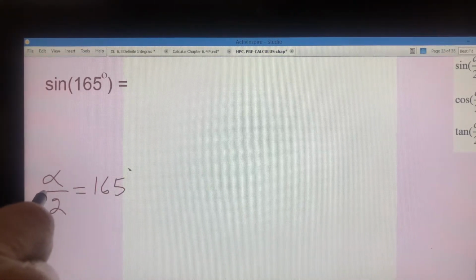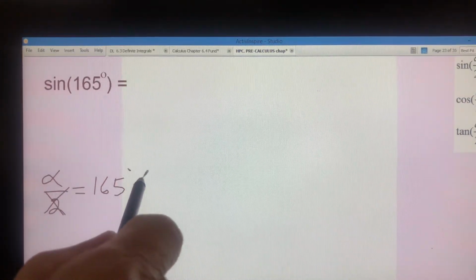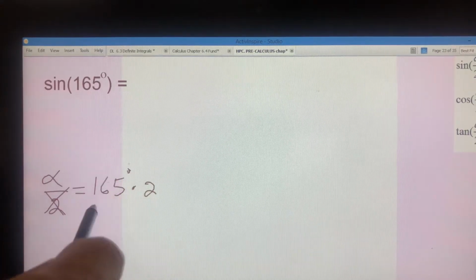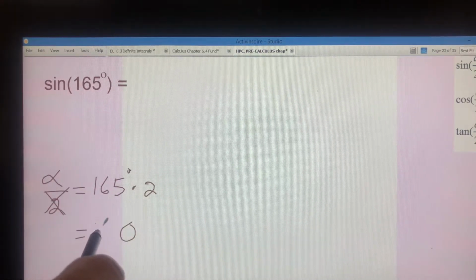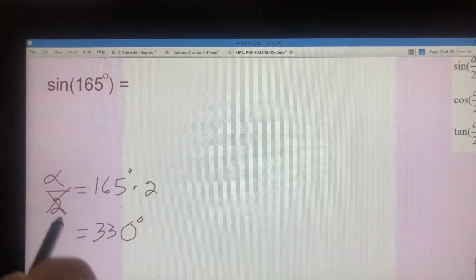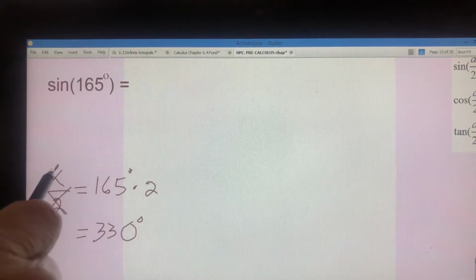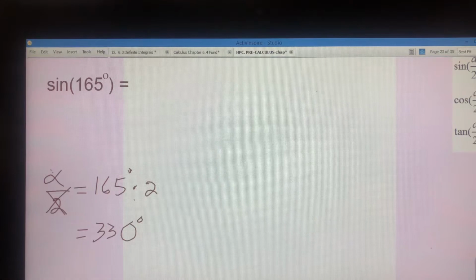So basically you take the 2 that's dividing here and cross multiply it up. That's going to be 2 times 165, so 330. So that's what you do. This angle here should be 330 because 330 divided by 2 is 165. So that's your start. Okay, always start with something.